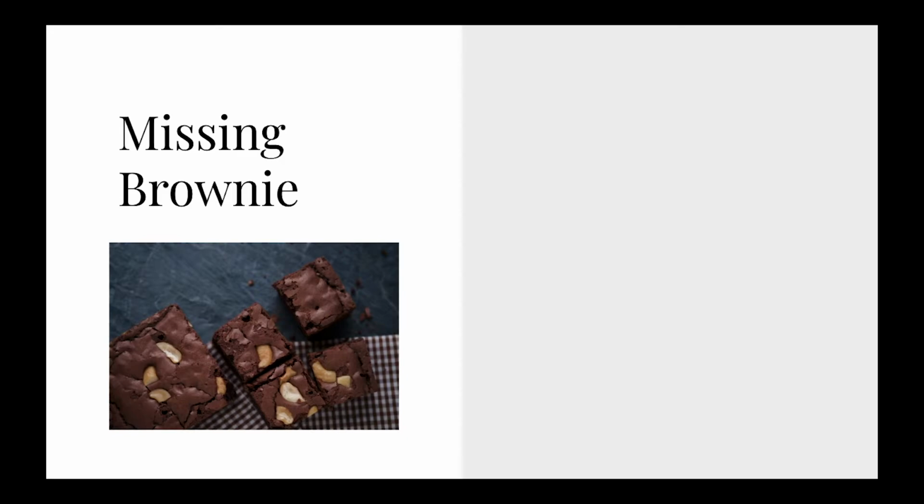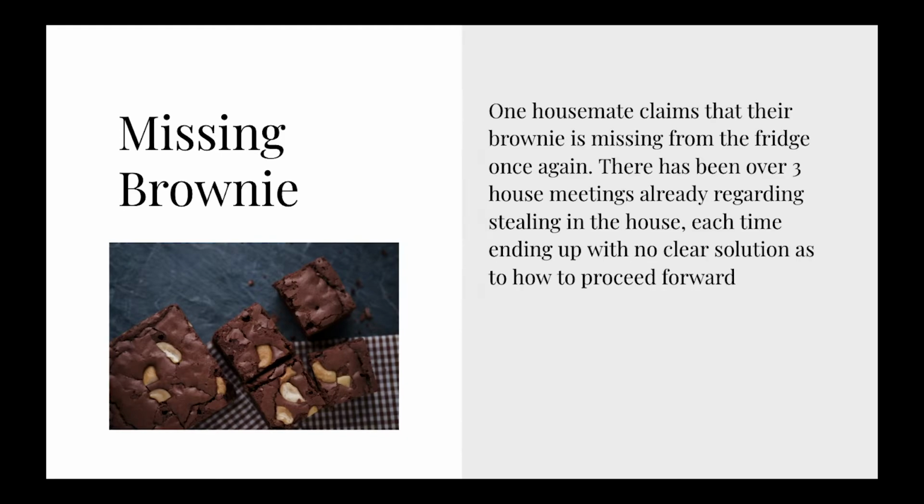So in my class, I run a simulation called the missing brownie, and the plot is that one housemate claims that their brownie is missing from the fridge once again. There have been over 3 house meetings already regarding stealing in the house, each time ending up with no clear solution as to how to proceed forward. Now, different members in the class are given roles with different opinions and judgments regarding the issue.